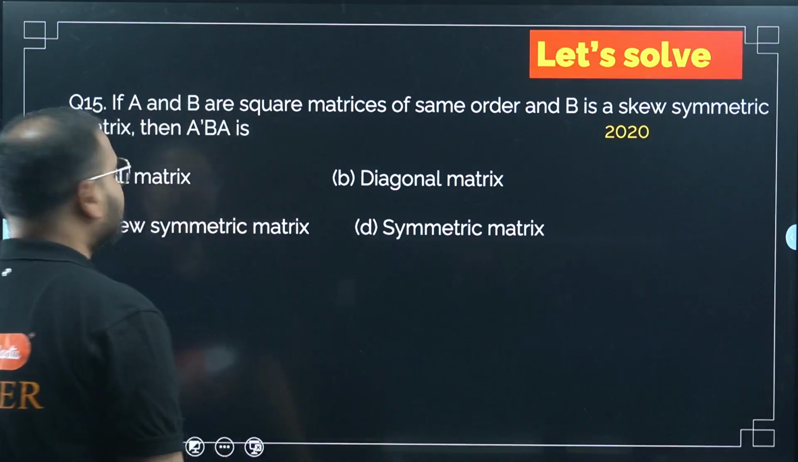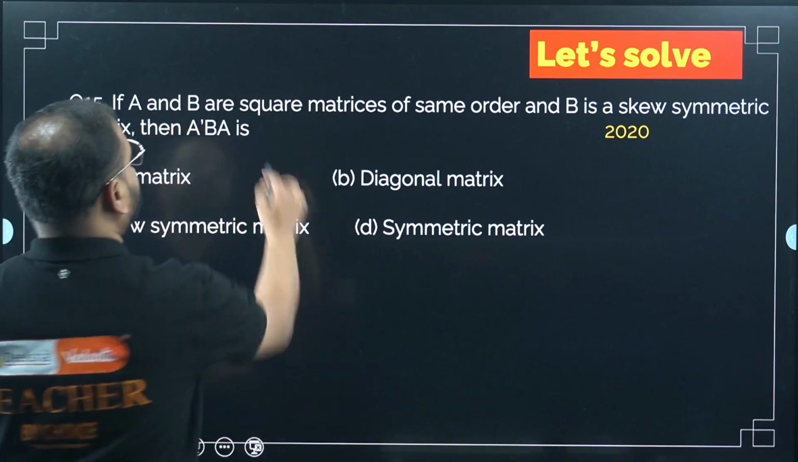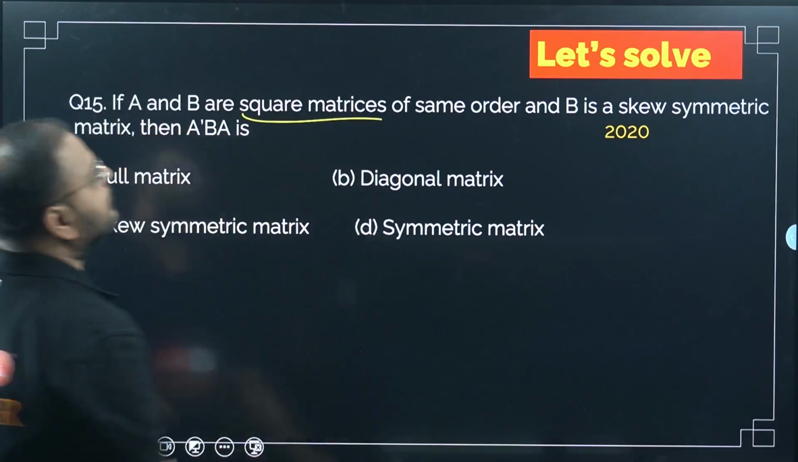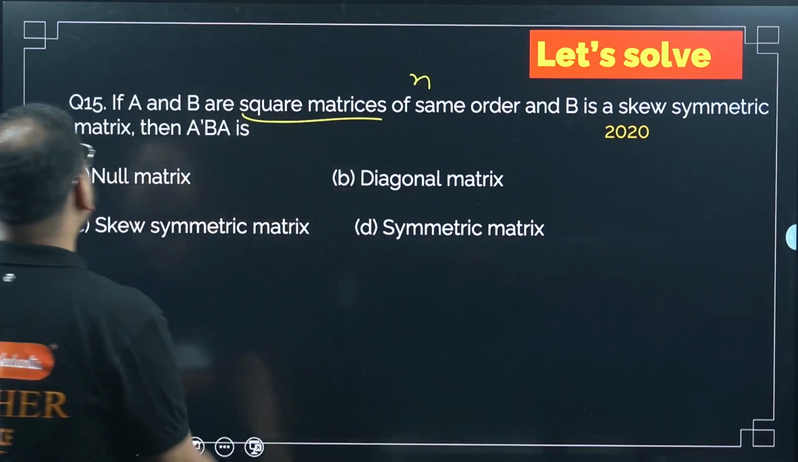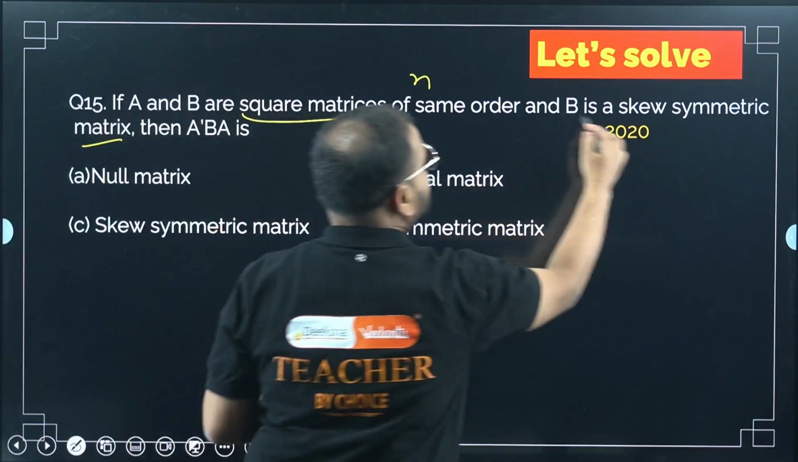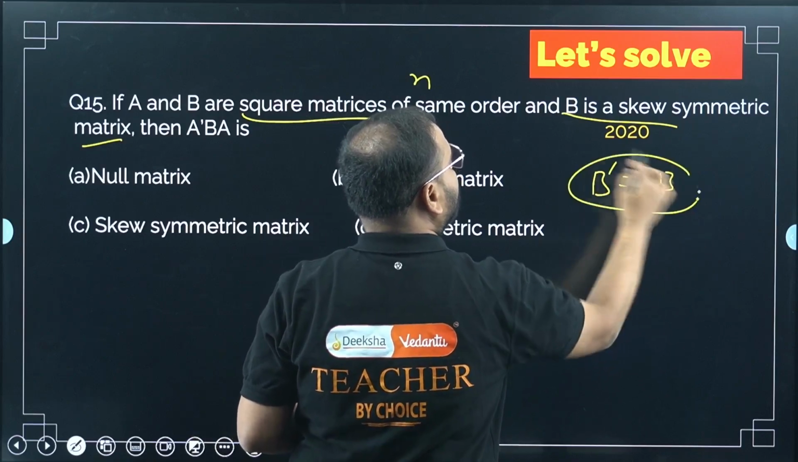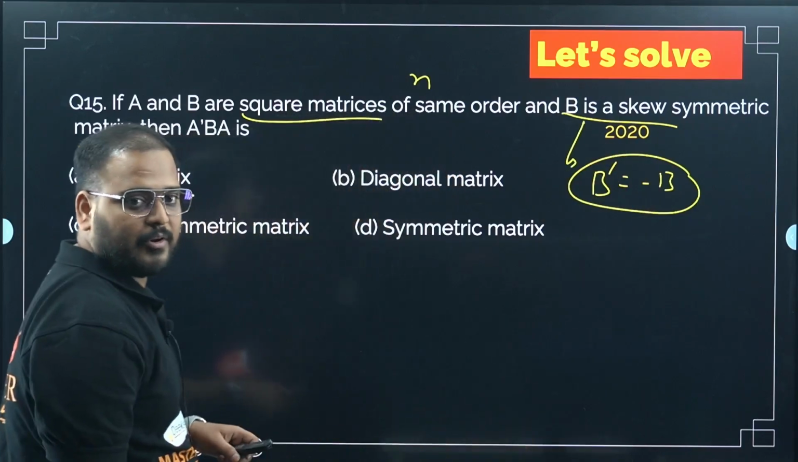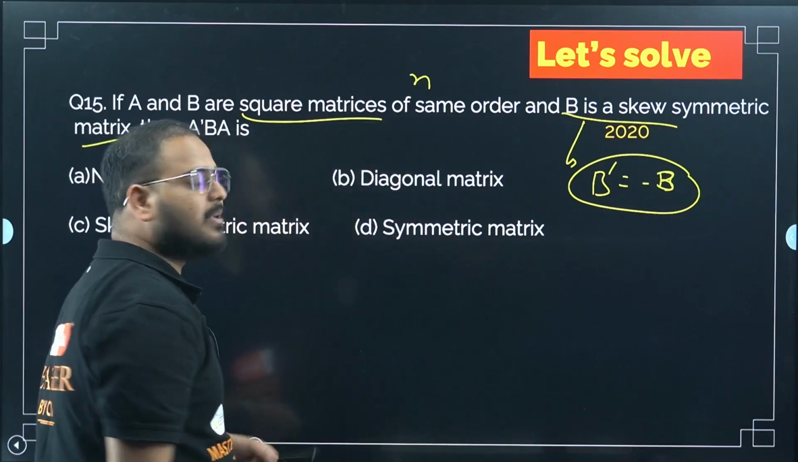What is this question saying? I hope you can read this. If A and B are square matrices of the same order, and B is a skew symmetric matrix. What is the meaning of this? It means B transpose is equal to minus B. Correct? That's what it means. So B transpose is minus B means skew symmetric matrix.